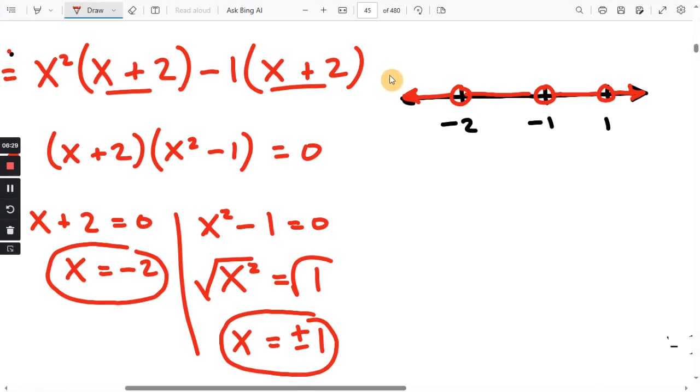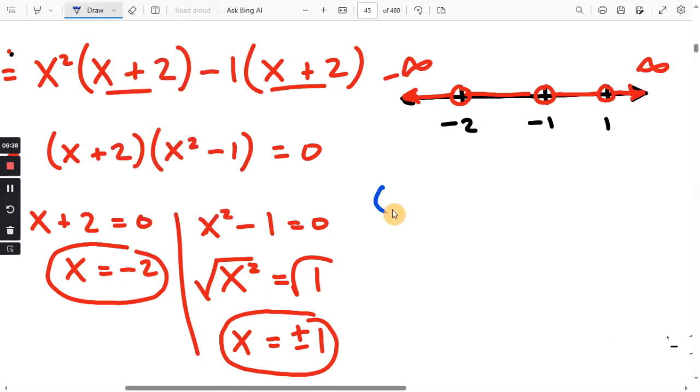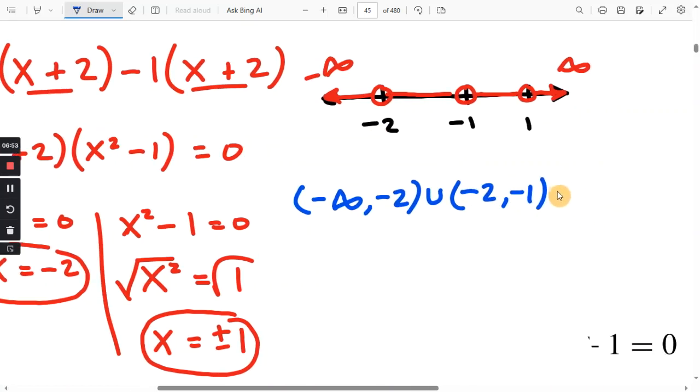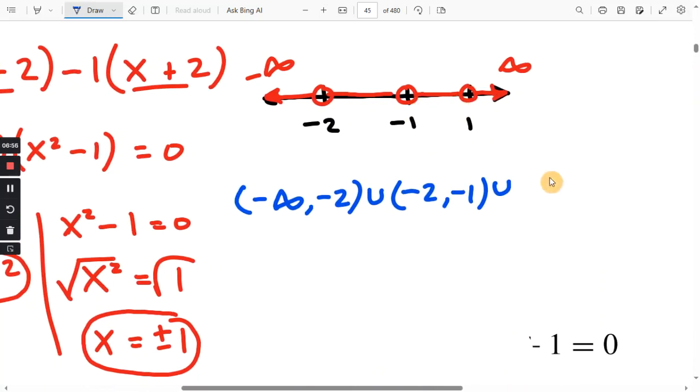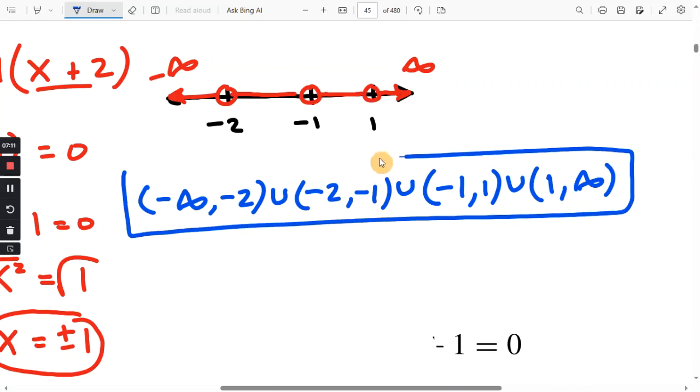All right, so down here on the left is your negative infinity, and over here on the right is your positive infinity. So this runs from negative infinity up to negative 2 in union with negative 2 to negative 1. And that is in union with negative 1 to positive 1. And finally, in union with 1 to infinity. And that's it. 4 intervals.